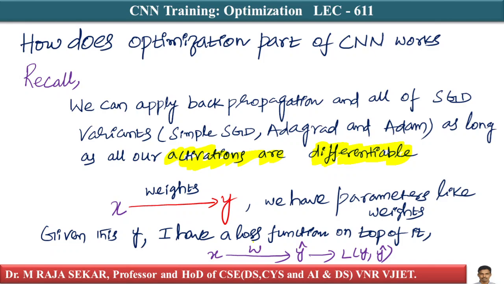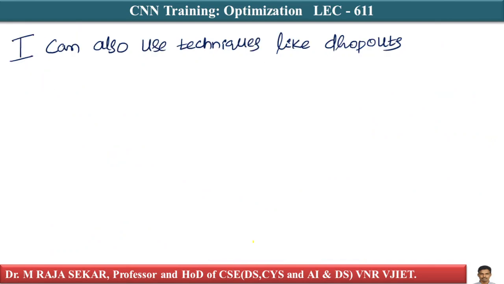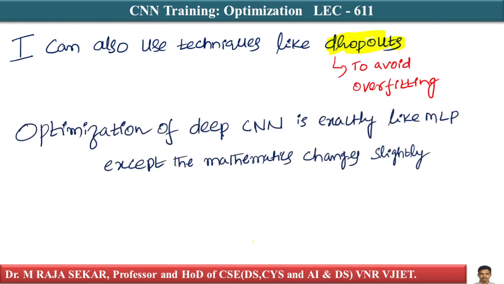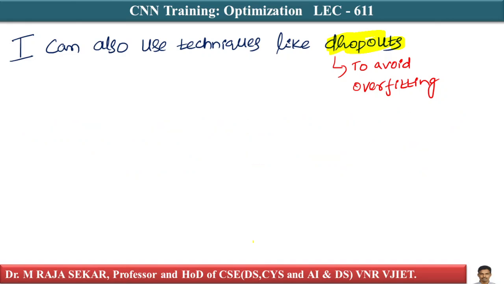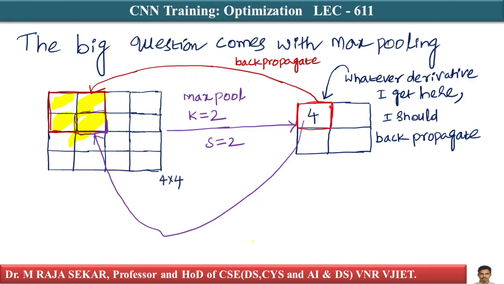Imagine if I have a deep CNN, concepts like dropouts are still useful because they are there to avoid overfitting. So I can use all the machinery like optimizers, backpropagation, and dropout. Optimization of convolutional neural networks is exactly like multi-layer perceptrons, except the mathematics changes slightly, but fundamentally it is the same thing. I request all of you, please go through these slides once or twice.